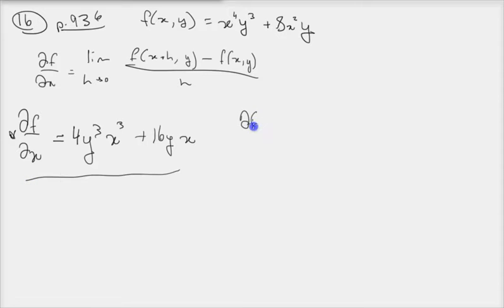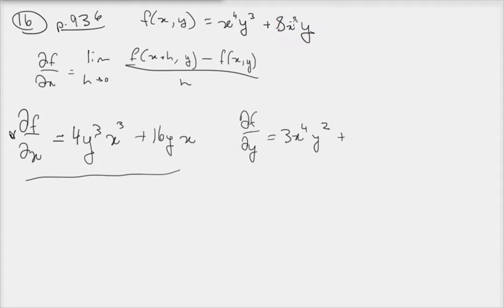Now we'll find del f del y, and now we treat the x's as constants, and we differentiate all the y's normally. So this x to the fourth we treat as a constant, and this y cubed we differentiate normally. So we bring our 3 down, and we have our 3x to the fourth, and that y cubed becomes a y squared, plus, and then now the next term, this y is a constant, and we're differentiating this y, and this 8x squared is a constant.